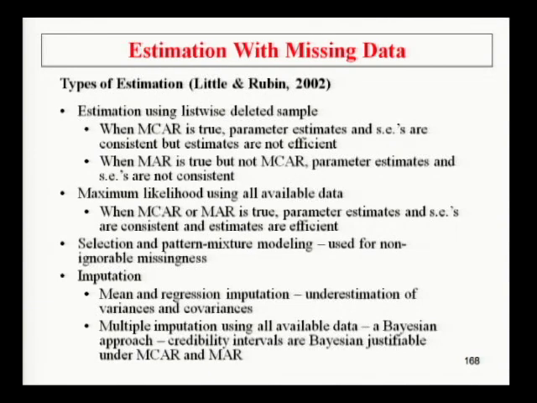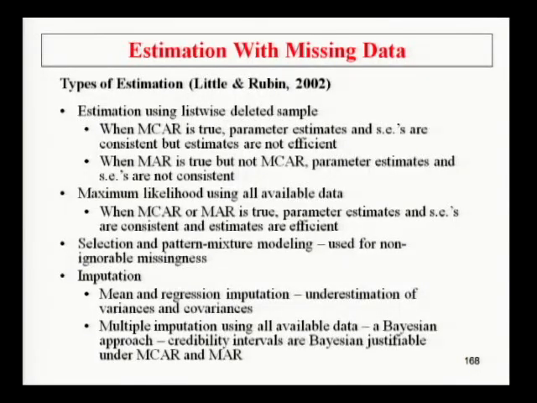Maximum likelihood uses all available data. What about that? In the growth model, you use everybody's data point, even if they're only observed, say, at the first time point, y1. Well, let's take that tack. When MCAR or MAR is true, parameter estimates and standard errors are consistent and estimates are efficient. So that seems to be a good approach.